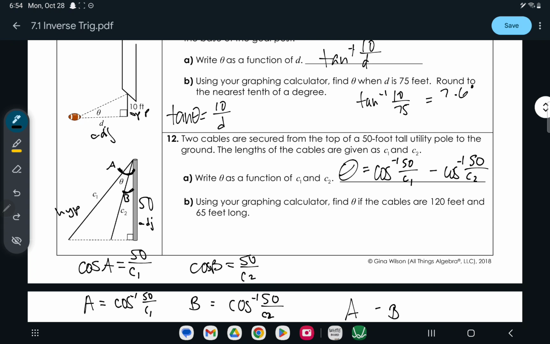Use the calculator to find it if the cables are 120 and 65 feet long. So this one's the longer one. So cosine -1 50 over 120 minus cosine -1 50 over 65. So let's see what that gives us. 50 over 120 minus 50 over 65. So I get about 25.66, so 25.7 degrees.